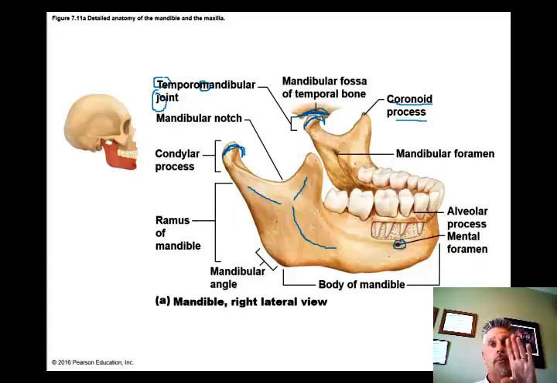So most of the movement's going to be like this. You can get some lateral movement. We'll talk about that later on. But the fossa is the depression. The condyle is what goes into it, like that. All right. So the mandibular fossa is on the temporal bone. Meanwhile, the mandibular condyle is on the mandible itself. Okay. There's also the mandibular notch in between those two structures.